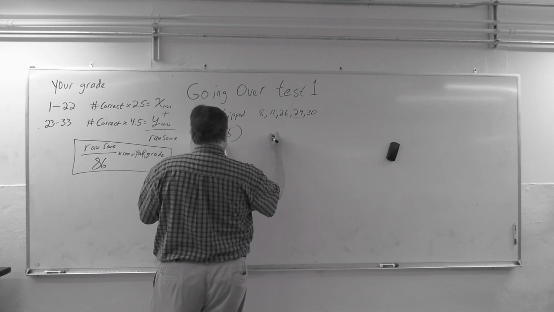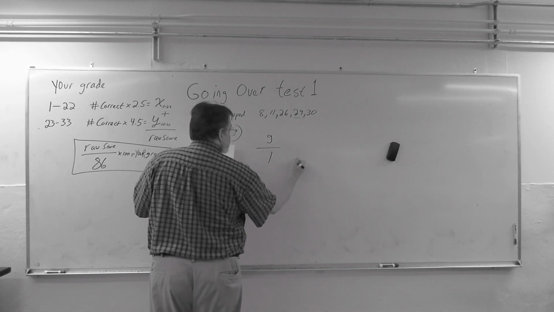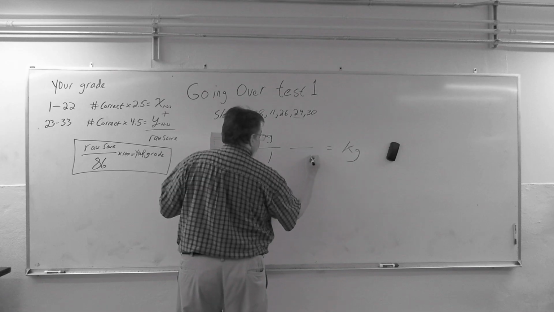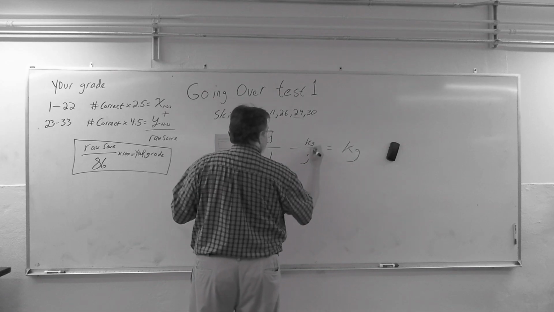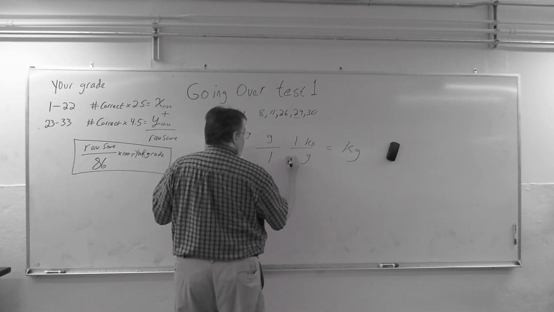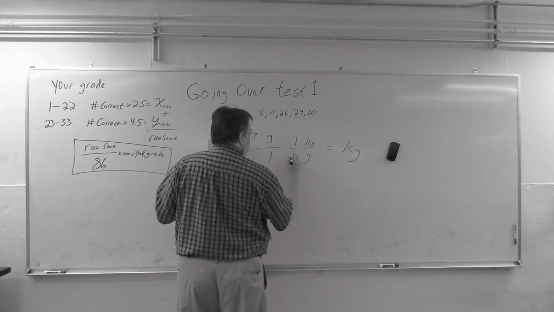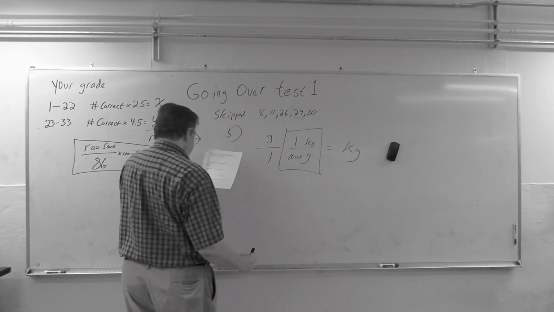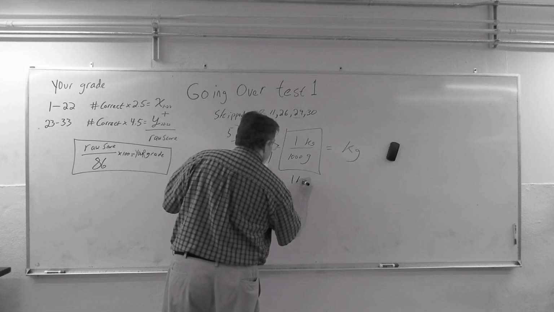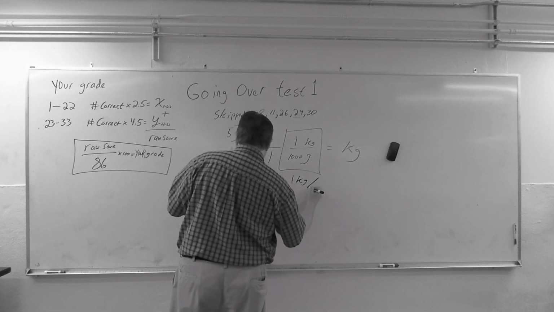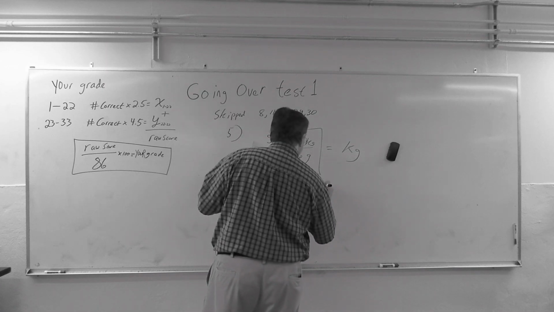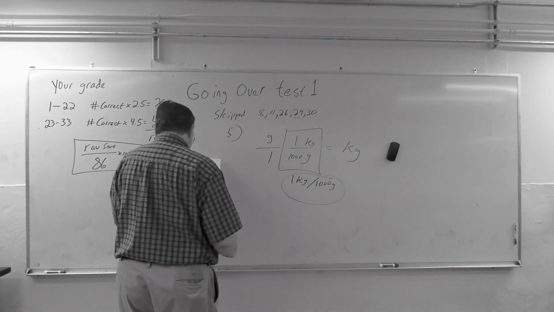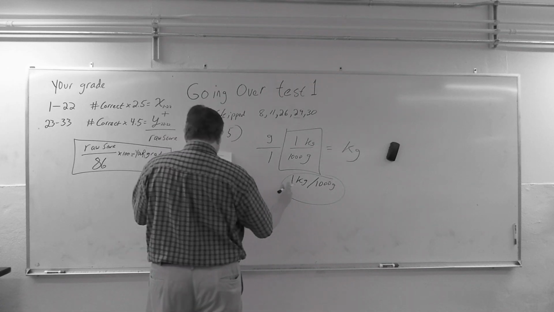To turn grams into kilograms, you gotta have grams on the bottom, kilograms on top. 1 kilogram, 1,000 grams. So that should be the answer, although it's written 1 kilogram. That should be the answer. C.